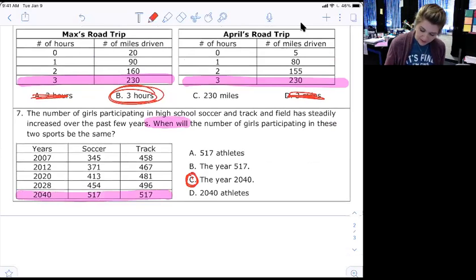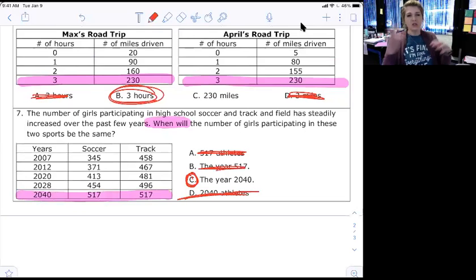So we're not looking at 517 athletes. Year 517 is just silly. And we don't have 2040 athletes. So our correct answer has to be C. Okay. So overall, that is our systems with graphs and tables.